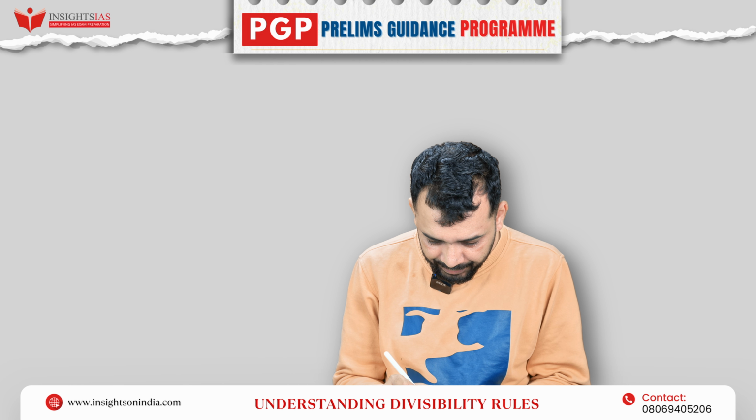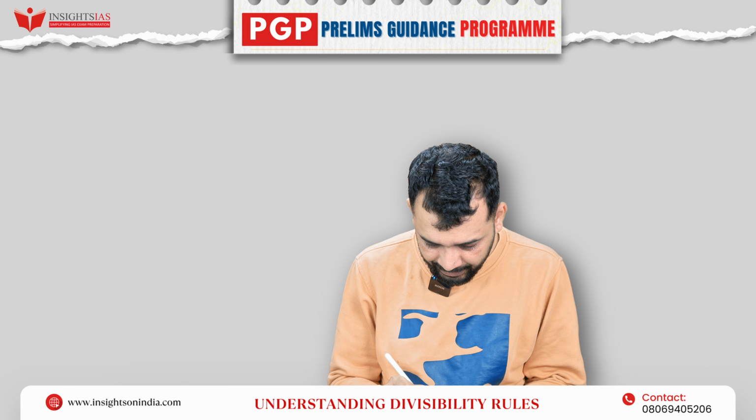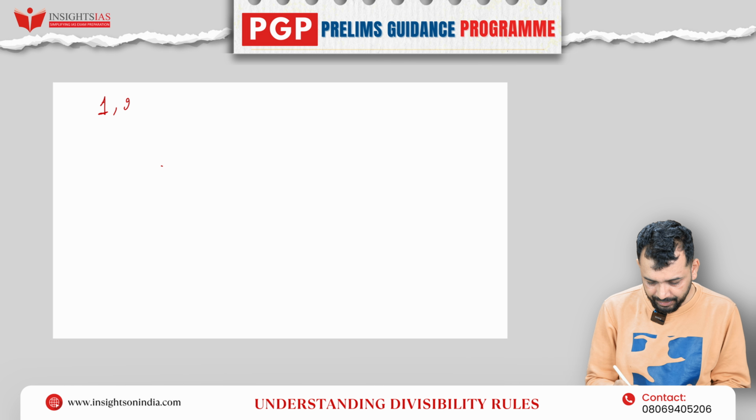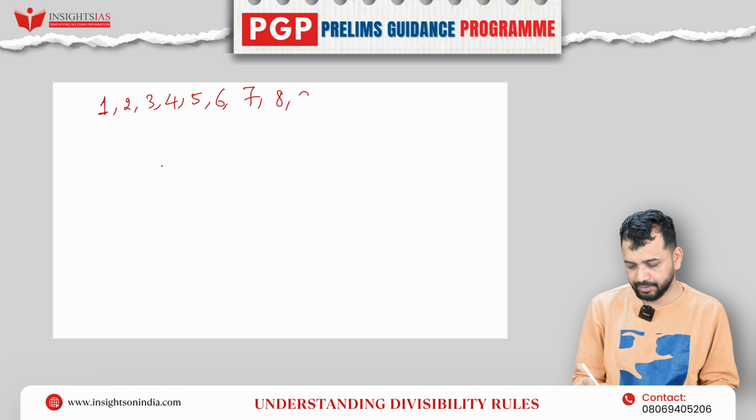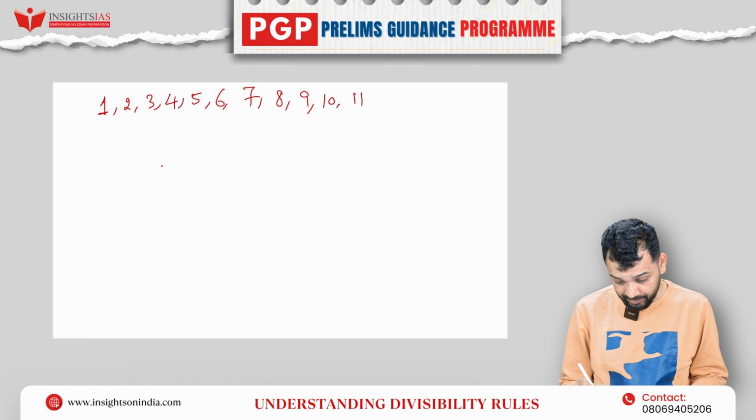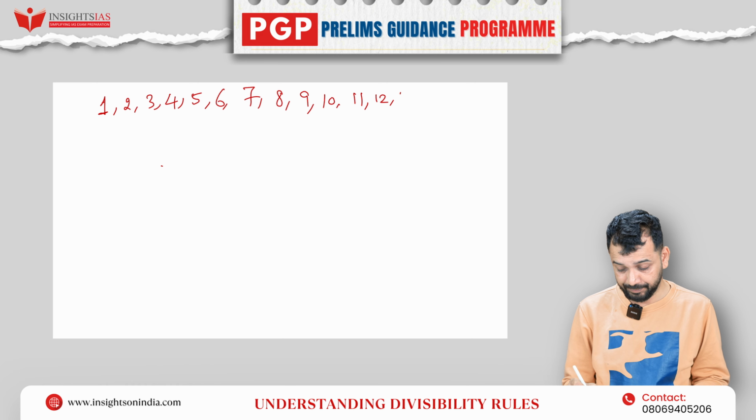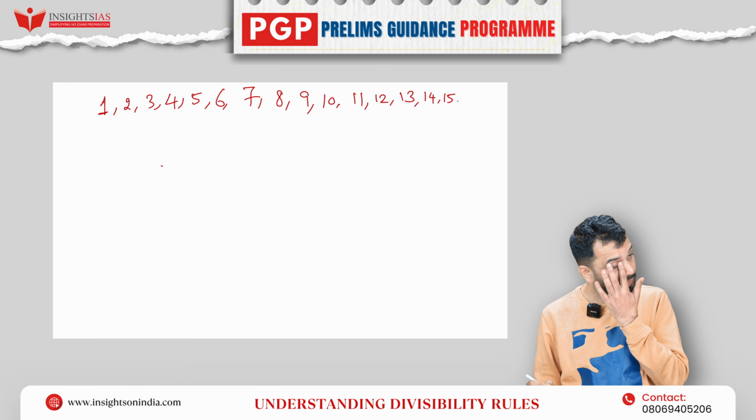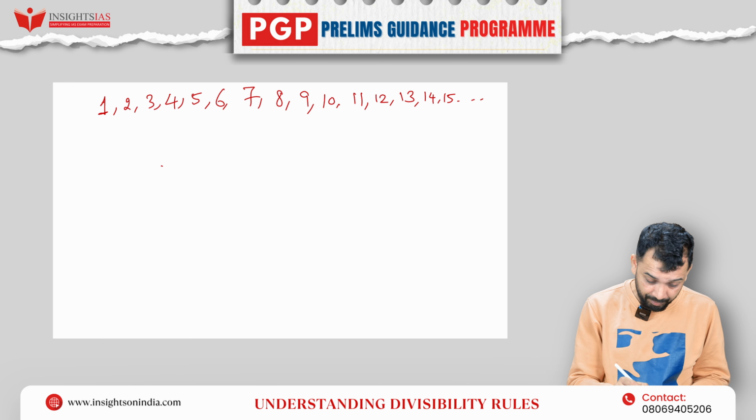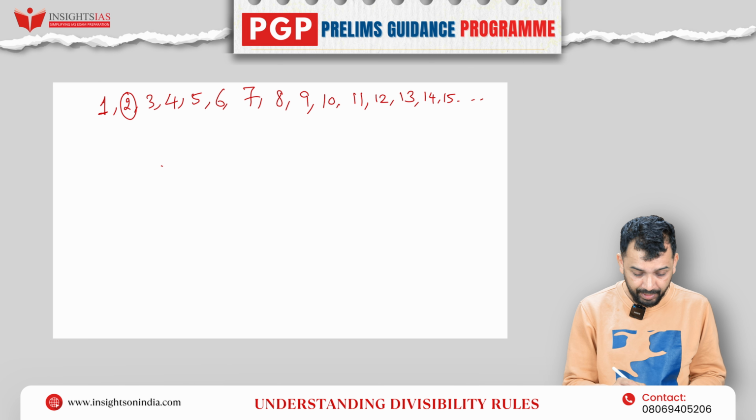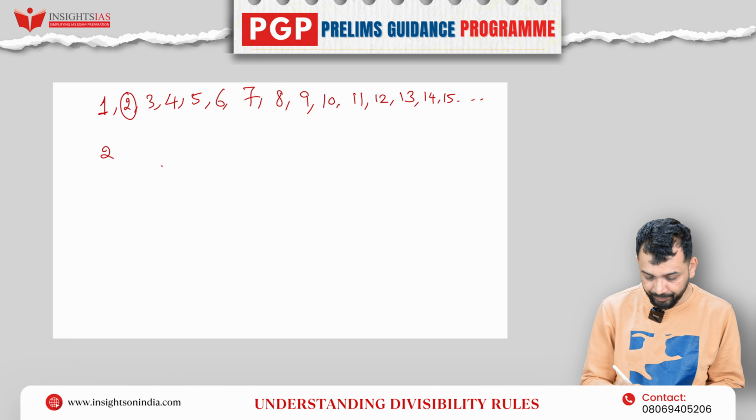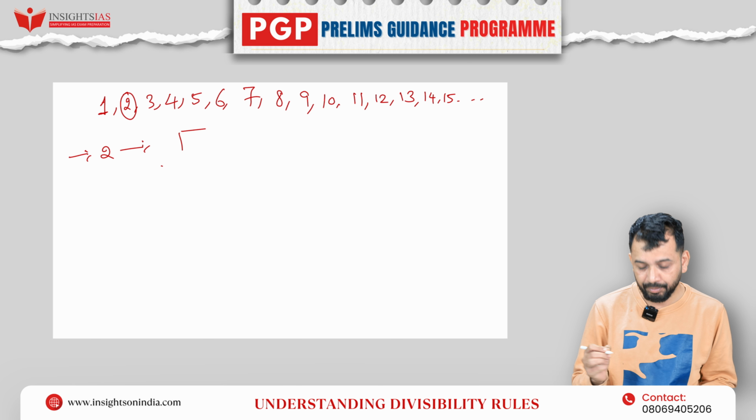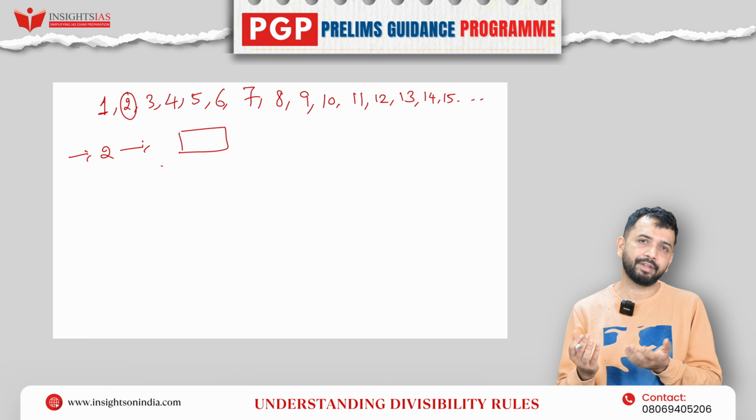For example, let's start with the basic numbers. I'll just write the numbers 1, 2, 3, 4, 5, 6, 8, 9, 10, 11, 12, 13, right up to 14, 15 and so on. Now when we are starting, let's take the numbers which are 2 or the powers of 2. For example, if the number is 2, how do you check whether a number is divisible by 2 or not? We just check whether it is even or odd, right?